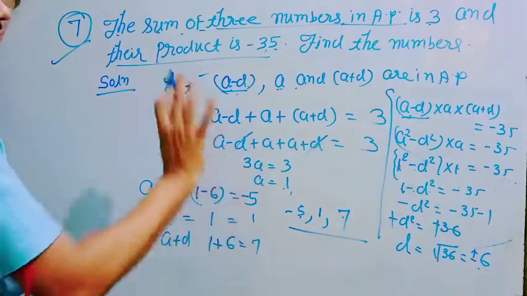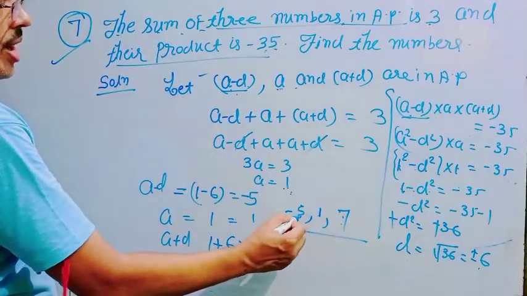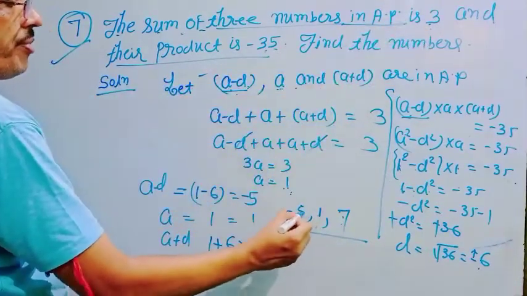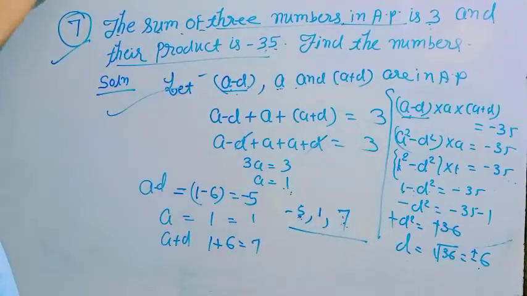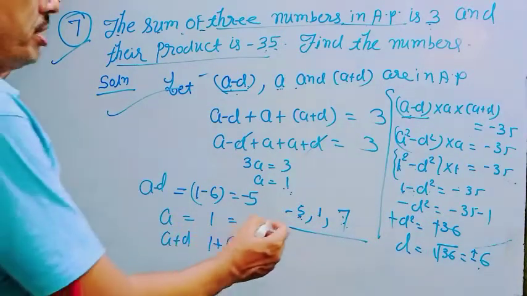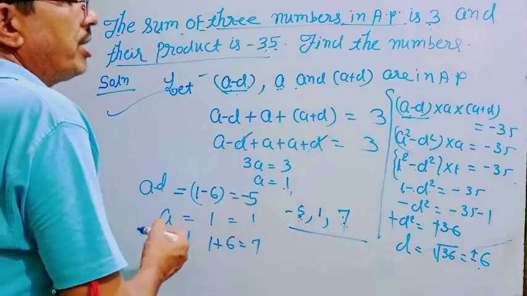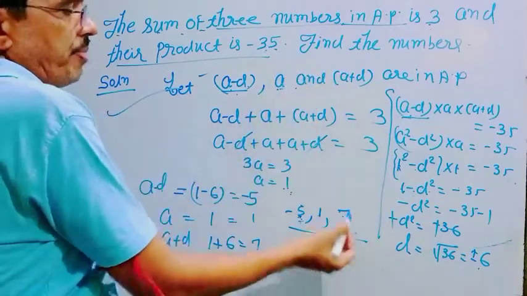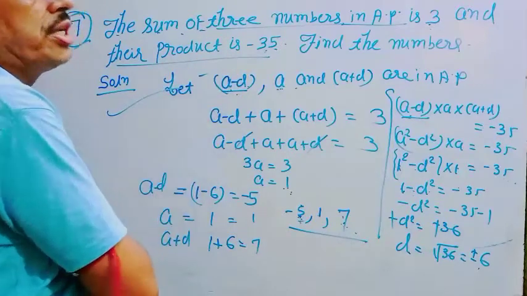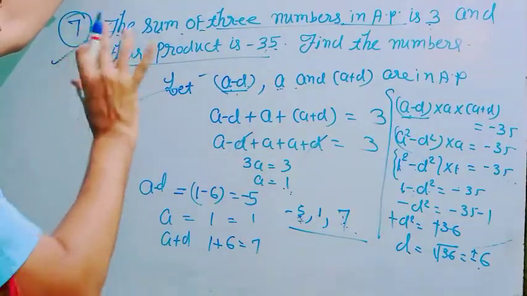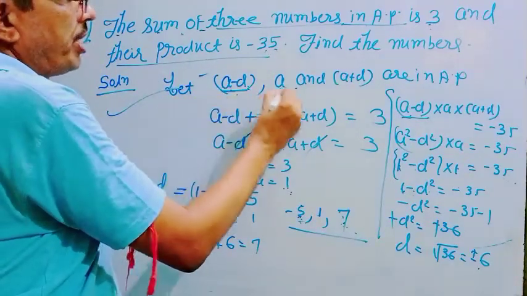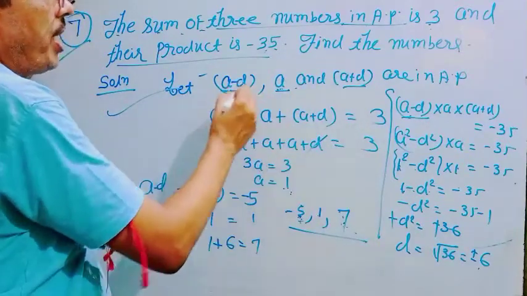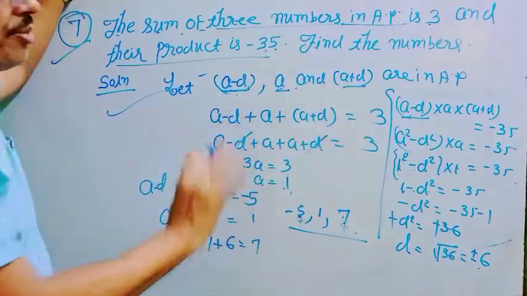When you add them, you get 3. When you multiply, 7 × 5 is 35, you get −35. So the condition given is that there are 3 numbers in AP whose sum is 3, and when you add them you get 3, and their product is −35, multiply and get −35. So for this type of question, dear students, if the condition is given with 3 terms, you always suppose these terms are a − d, a and a + d, and then apply the equations to these 3 terms, then you get your solutions.